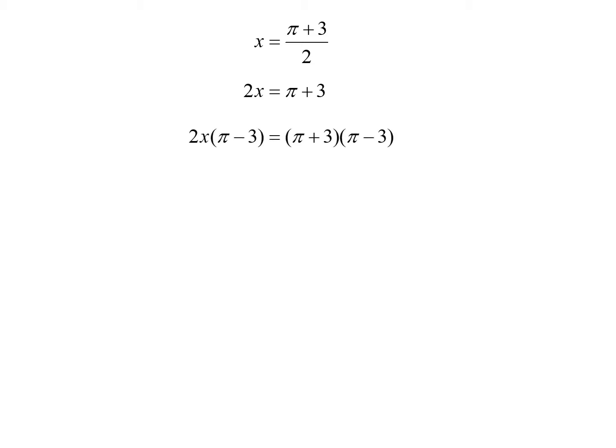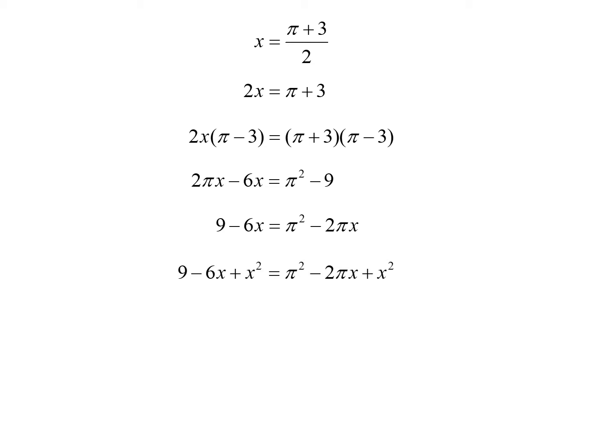I distribute the 2x on the left and multiply those two binomials on the right. I go ahead and add 9 to both sides and subtract 2 pi x on both sides. I add x squared on both sides of the equation.